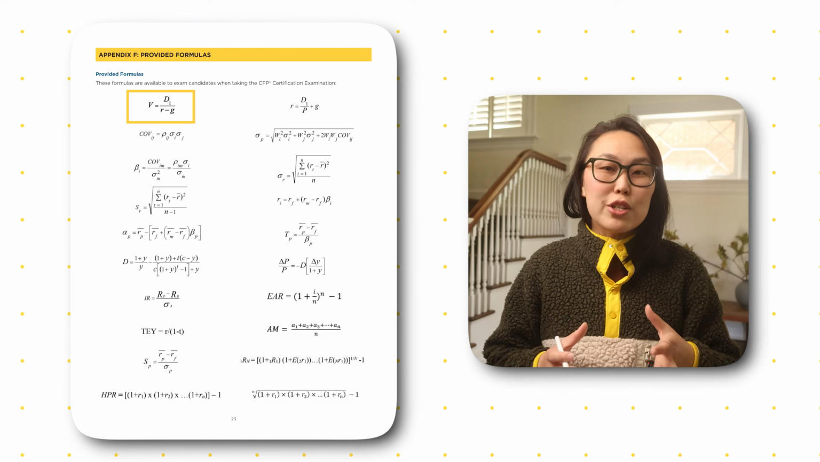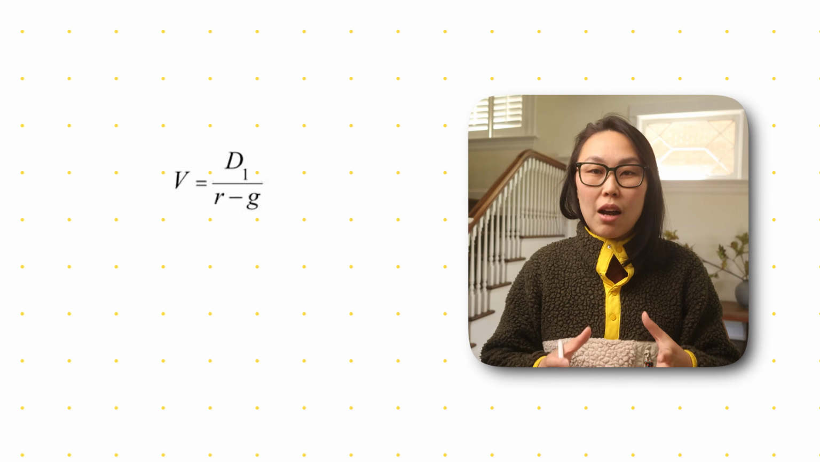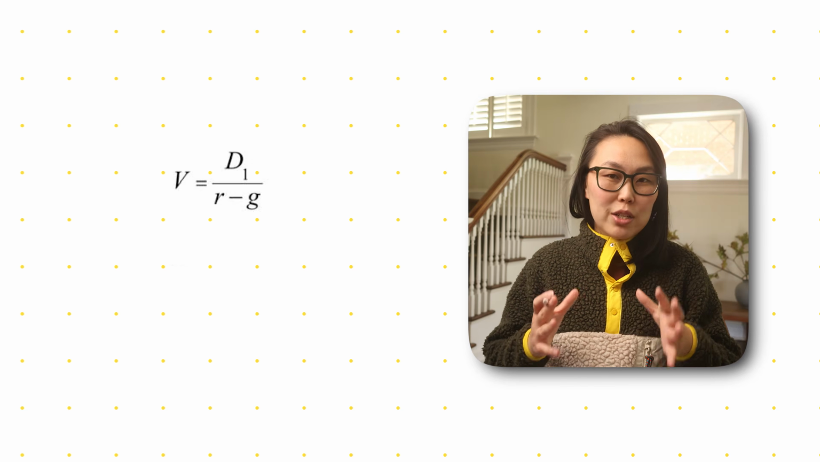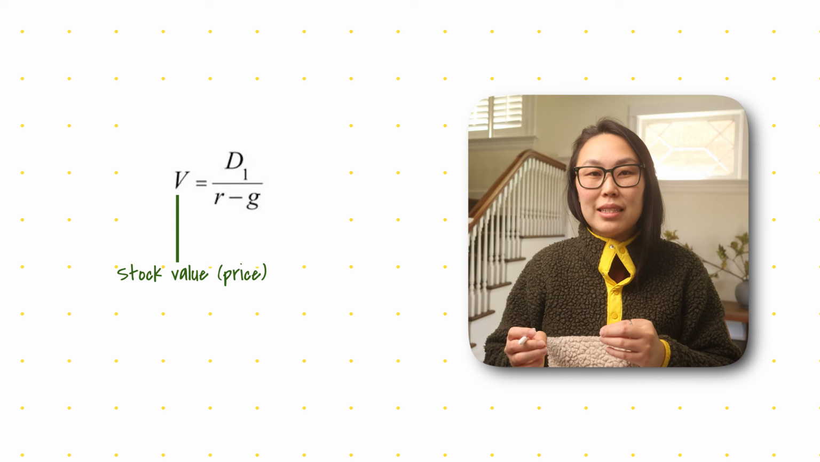The first equation on our sheet is the Gordon growth model. This formula helps you price a stock based on its expected dividends. Let's start by breaking down what each of these variables mean. V is the stock value or price.